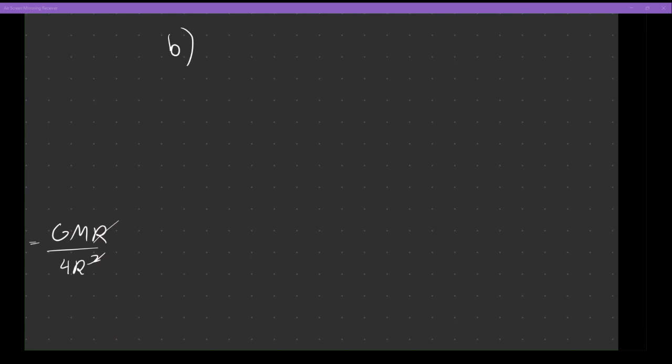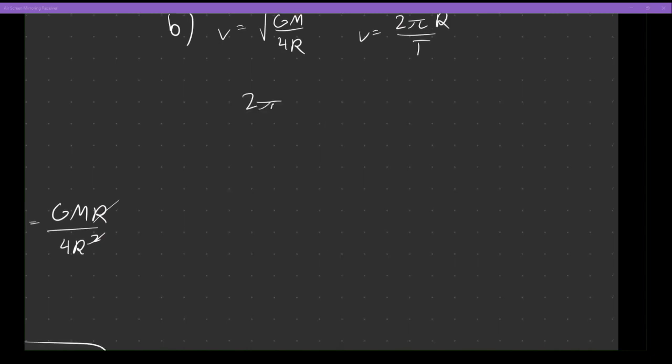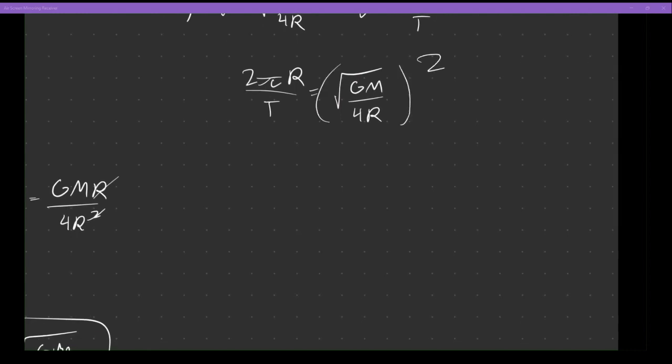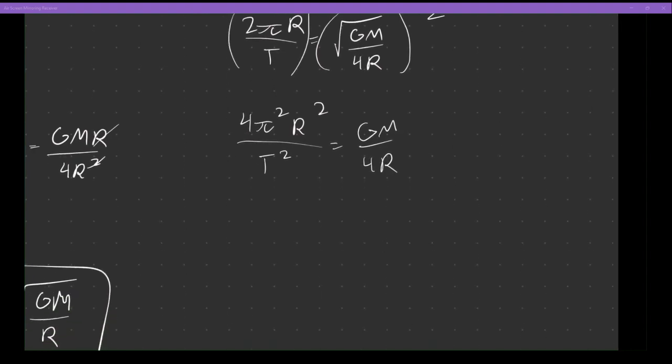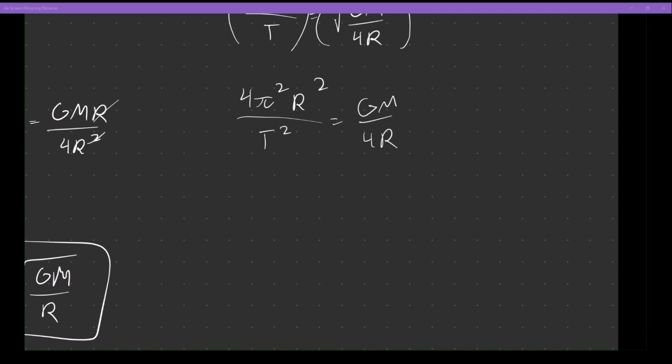So using the result from the last question, I know that v equals radical GM over 4r, but then I also know that v equals 2 pi r over T, which comes from circumference over time, so I can set them equal. So 2 pi r over T is equal to radical GM over 4r. I'm going to square both sides to get rid of the radical, so I get 4 pi squared r squared over T squared is equal to GM over 4r.